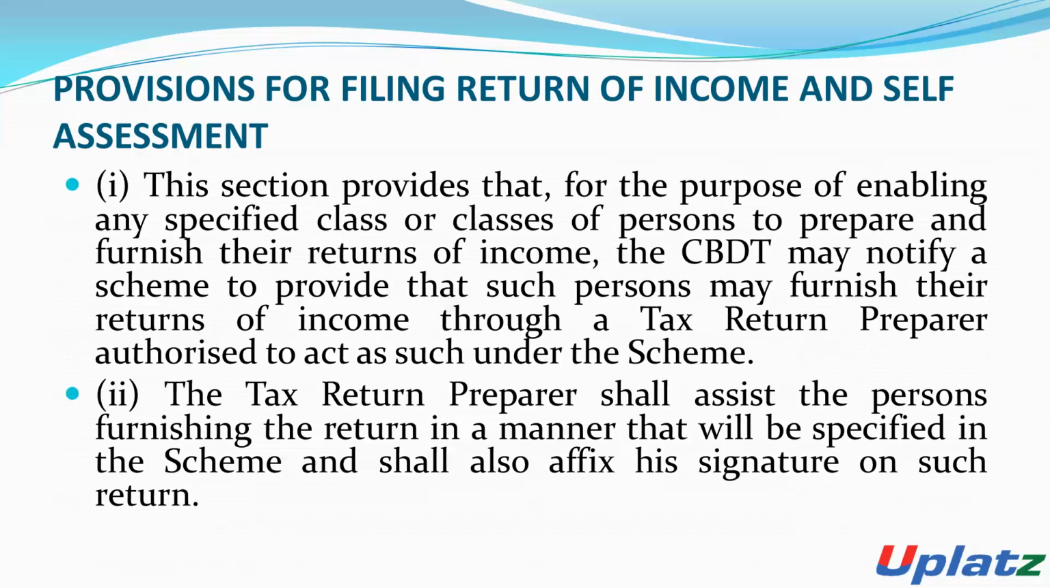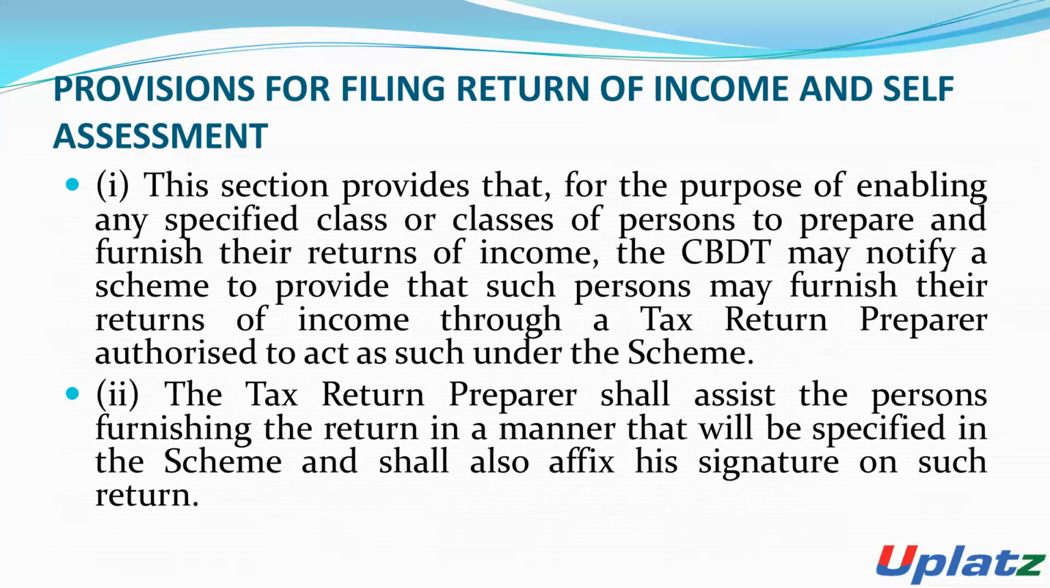This section provides that, for the purpose of enabling any specific class or classes of persons to prepare and furnish their return of income, it will provide for the specific persons who will prepare and file the income tax return. There are some persons who prepare the return or file the return on behalf of the assessee, and these persons are notified by the CBDT.